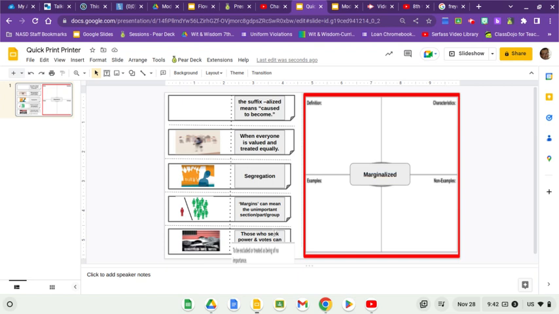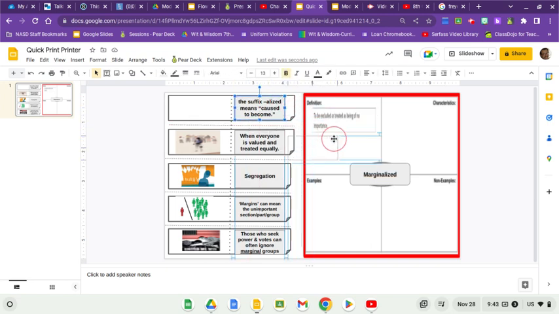All right. It's likely you found this one here. To be excluded or treated as being of no importance. Now we need to come up with different parts. Well, the first thing is this suffix, alized, marginalized. It means caused or become, right? So I'm going to put this over here by definitions because the suffix is part of the definition. It's important. Excellent.